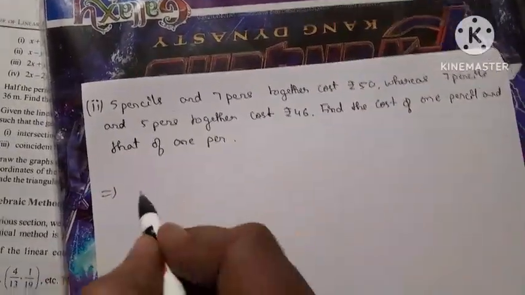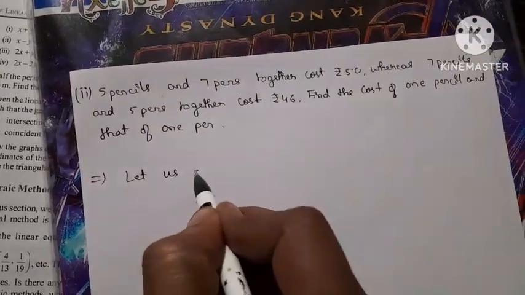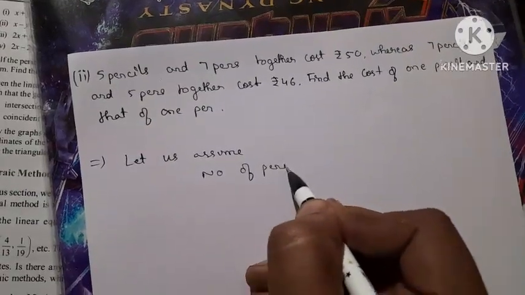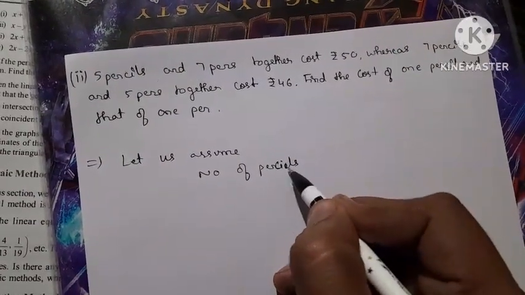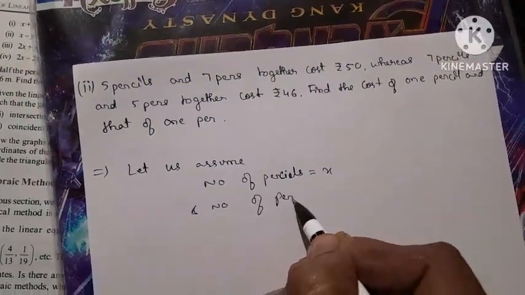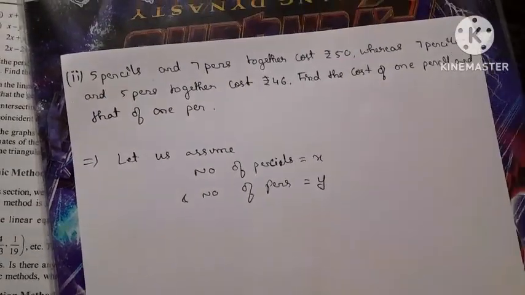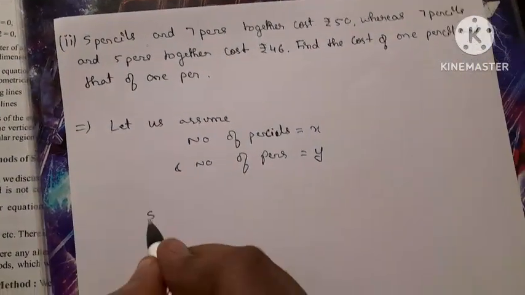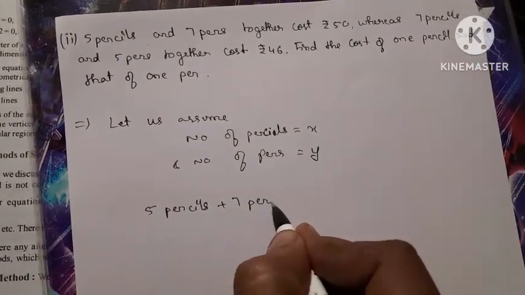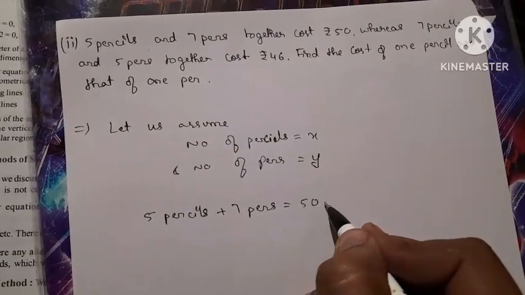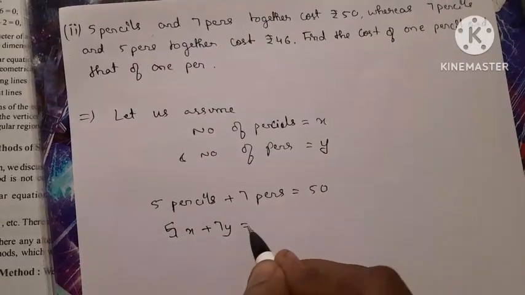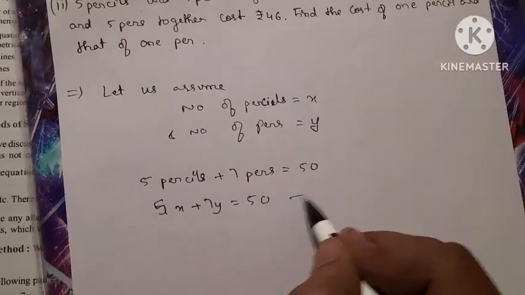So let's see. Let us assume number of pencils is equal to x and number of pens is equal to y. Okay. According to statement, 5 pencils with 7 pens will cost rupees 50. So you can write 5x plus 7y equal to 50. This will be equation 1.